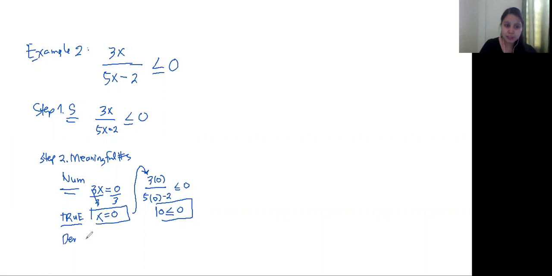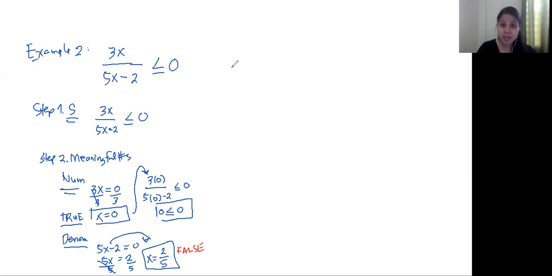For the denominator, we have 5x minus 2 is equal to 0. 5x is equal to 2, transposition, divided by 5, so x is equal to 2 over 5. Remember, I gave you a hint a while ago. I told you that for the denominator, it's always false because the meaningful number for the denominator will always make the function or the inequality undefined.